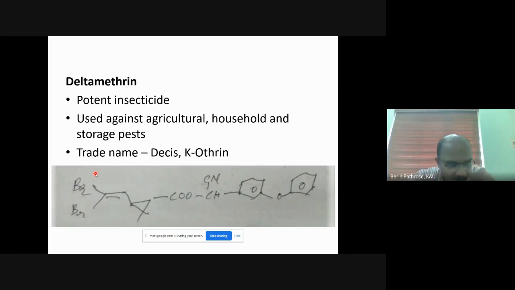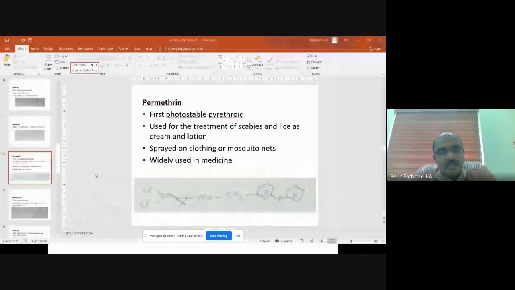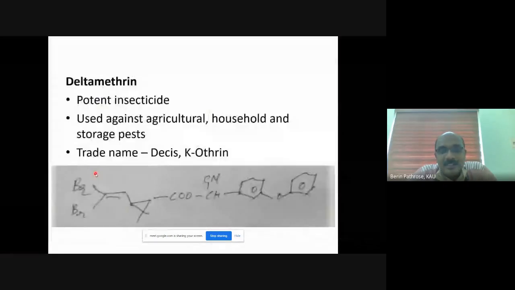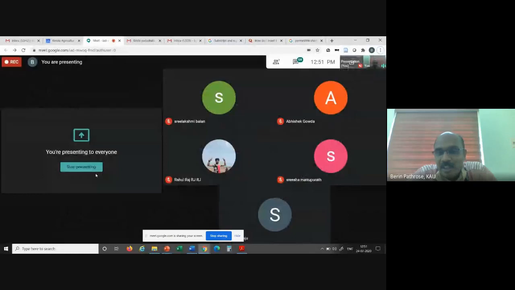Nowadays, I used to recommend deltamethrin for the management of Mupli beetle. I think Abhishek may not be familiar with Mupli beetle. All other Kerala students will be familiar. Abhishek, have you seen Mupli beetle? A black colored beetle? Don't know. Okay. So Rahul, when you people return to campus, show him a Mupli beetle.